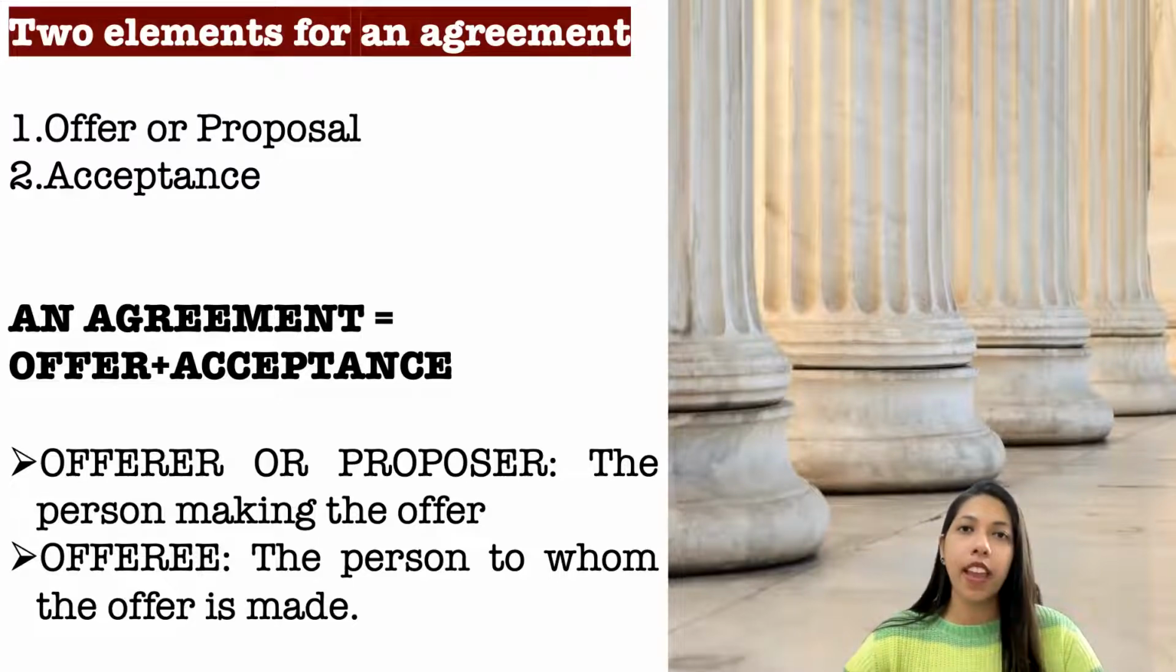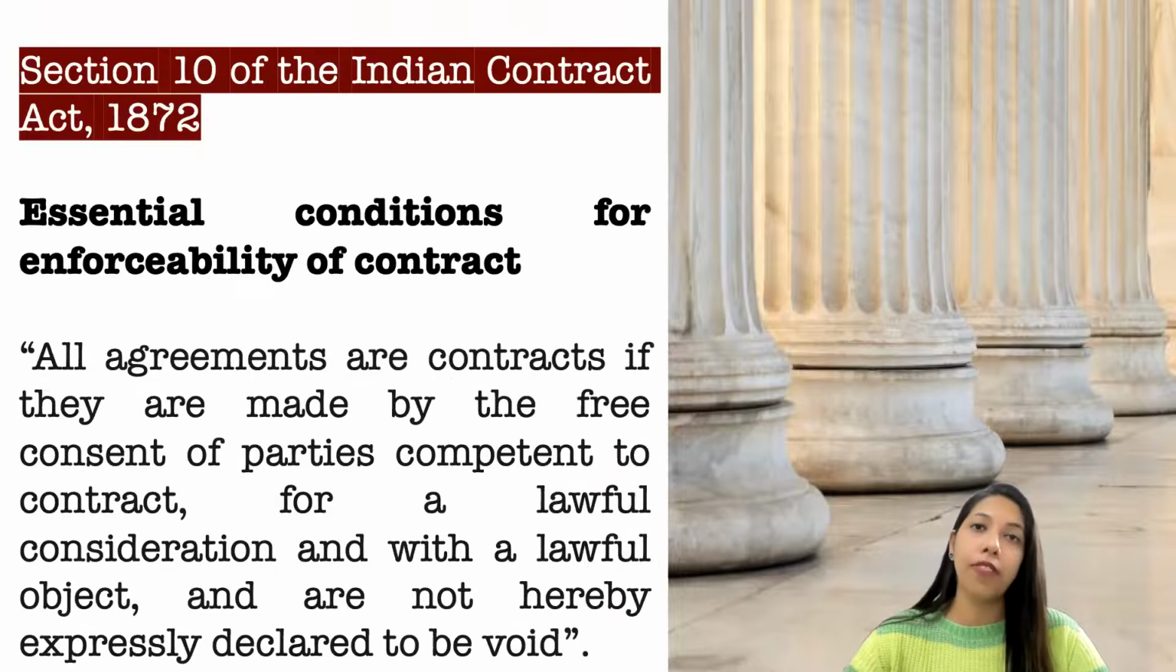And what do you mean by an offerer or a proposer? Offerer means the person who is making the offer. For example, I am giving you an offer. So I am called the offerer or proposer. And you are giving me the acceptance, so you are called the offeree. I am the person who is giving the offer, so I'm called the offerer or proposer. And you are the person who is accepting the offer, and you are called the offeree: offerer and offeree.